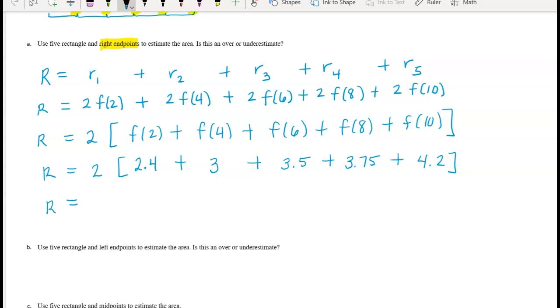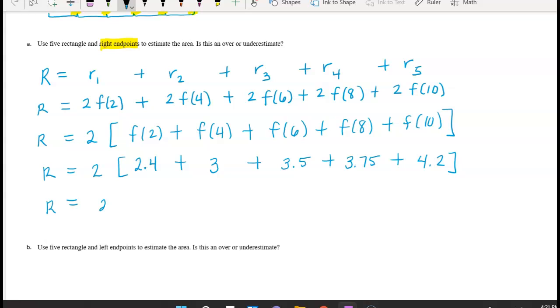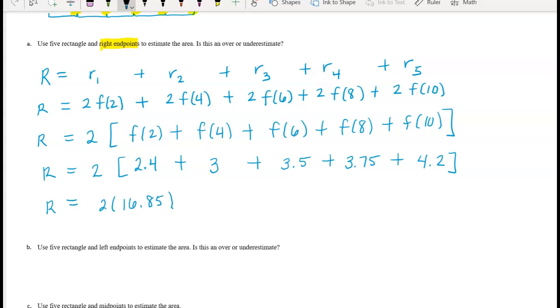So let me just grab a calculator. 2 times 16.85. And so I think that my area is approximately 33.7 square units.